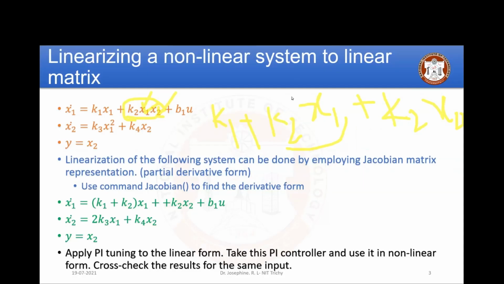If you do derivative with respect to x1, one minute.